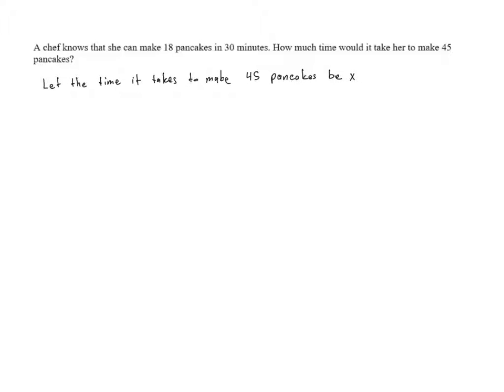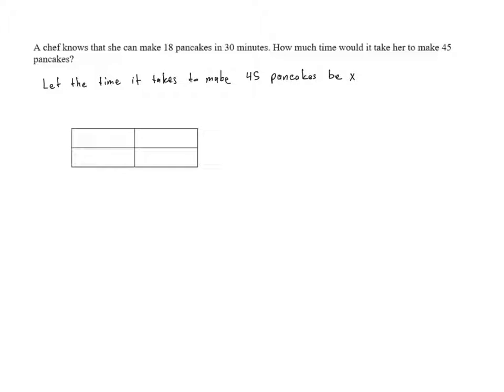be x. This is another problem that we'll solve with proportions because the amount of time it takes is proportional to the amount of pancakes that she's making. Each pancake takes a certain amount of time to cook in the pan, and so if she's making twice as many pancakes, it's going to take twice as much time. If she's making 10 times as many pancakes, it's going to take 10 times as much time. And so we use proportions here, and so we're going to need our table.